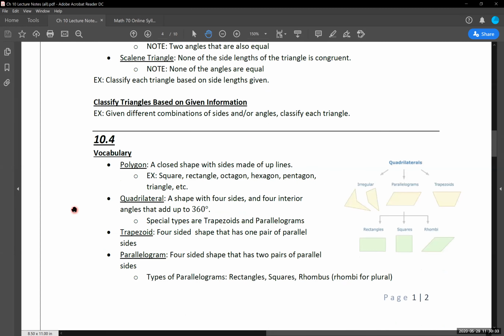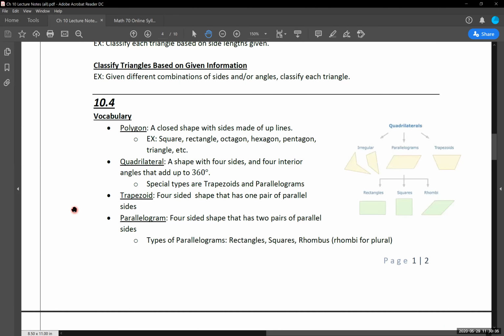So we're going to move on into 10.4, which is the general idea of essentially shapes. Now 10.4, I think there's, and we're going to show it here, a lot more information on here than what I'm going to be demanding or expecting you to know and have memorized for the test.